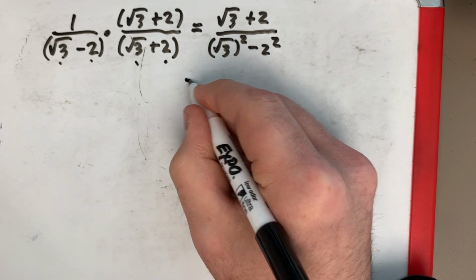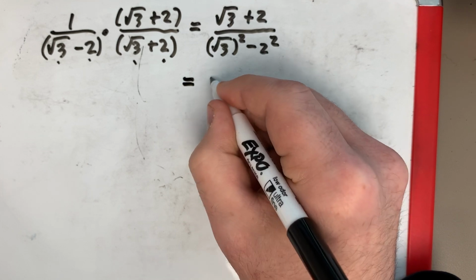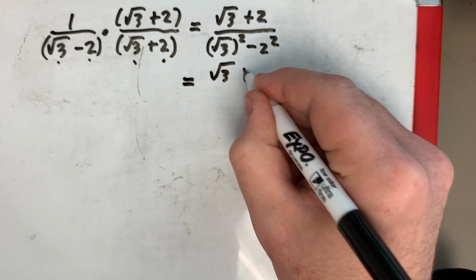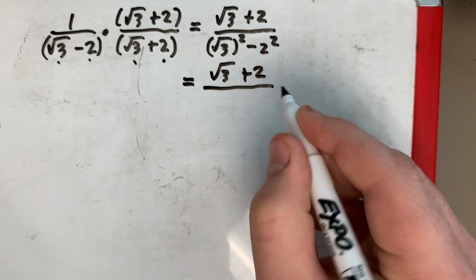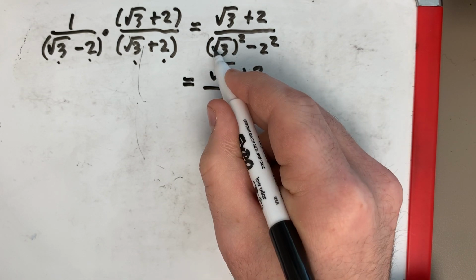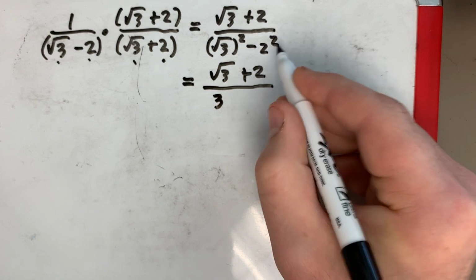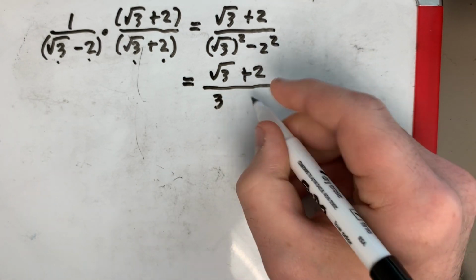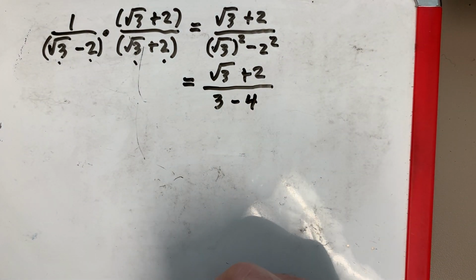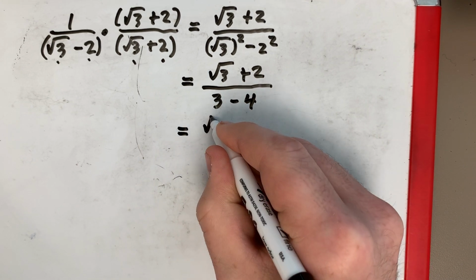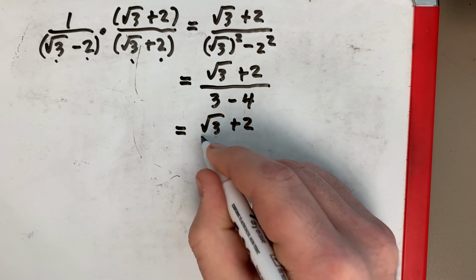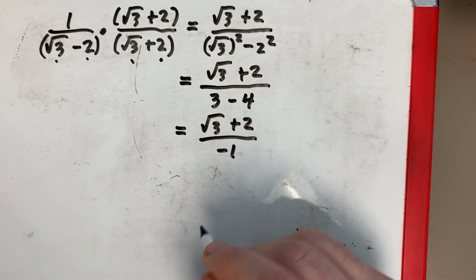All right, now simplifying this, the top doesn't simplify at all, so we're left with root 3 plus 2. And then in the denominator, we have a radical, square root, and a square. They cancel each other, so we're left with just 3. And we have a minus 4 over here. Simplifying, this gives us root 3 plus 2 over minus 1.